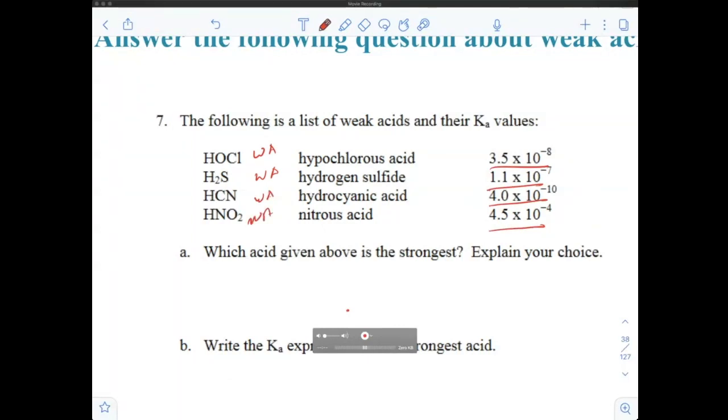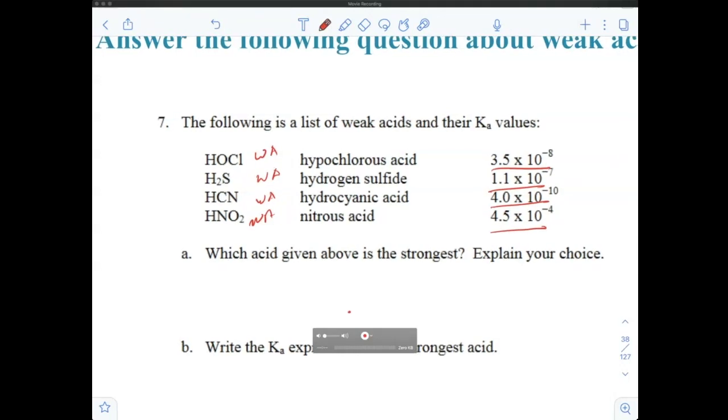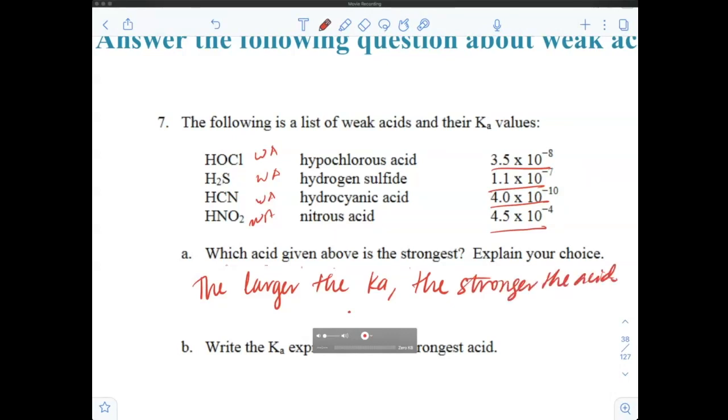Now that we've learned about the Ka and how Ka relates to acid strength, we can answer the question. The following is a list of weak acids and their Ka values. It asks which acid given above is the strongest. We said before, the larger the Ka, the stronger the acid. So the largest Ka here looks like it's this last one.